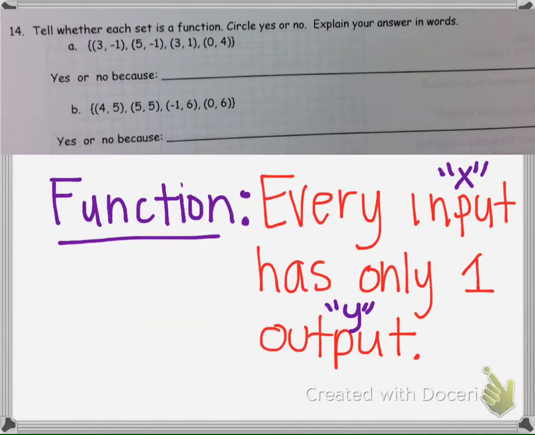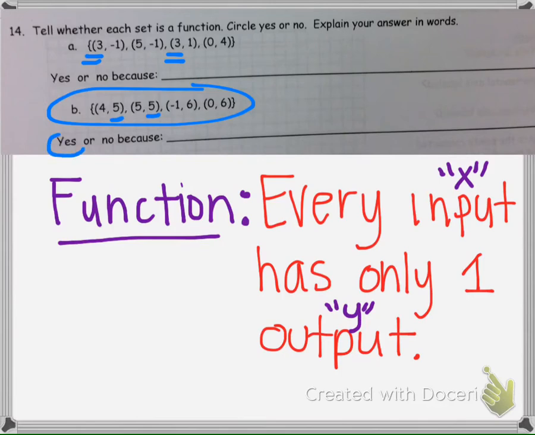Okay, if we take a look at the next example here, we need to see if every input, every x, has only one output. It's okay if they have the same output, but we can't have the same x value having two different y values. That's what we're looking for. So it's okay that the 5s are the same. That's the y's. It doesn't matter the y's. So every x can only have one y.